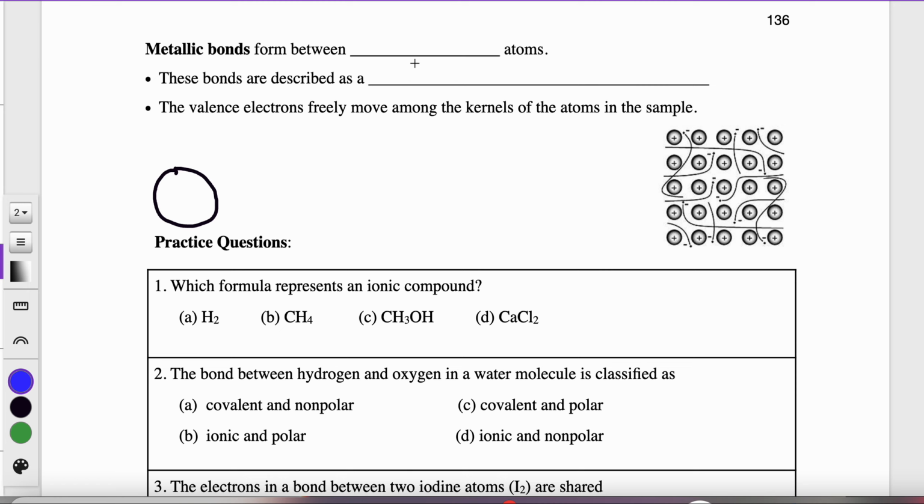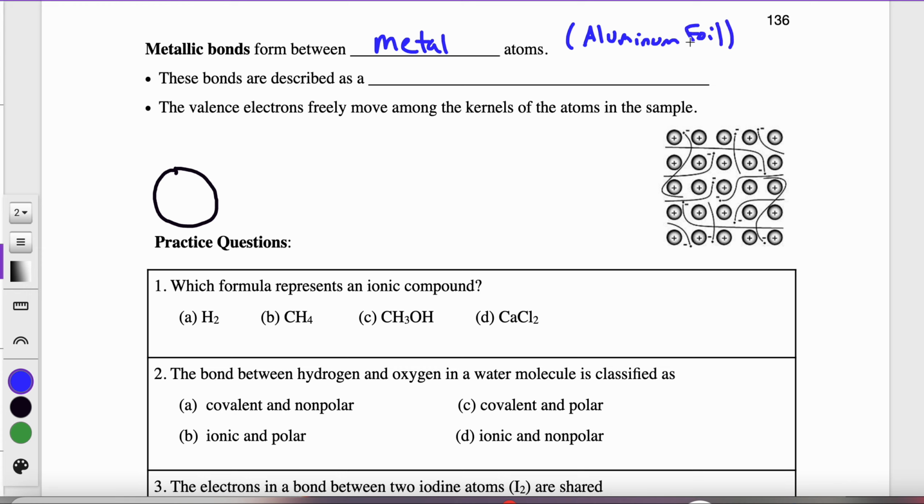and do a brief overview of metallic bonds. So metallic bonds simply form between metal atoms. So every atom in the sample is a metal. And so just think, a great example of metallic bonds would be what holds all the aluminum atoms together in aluminum foil. Because we all have probably used aluminum foil.